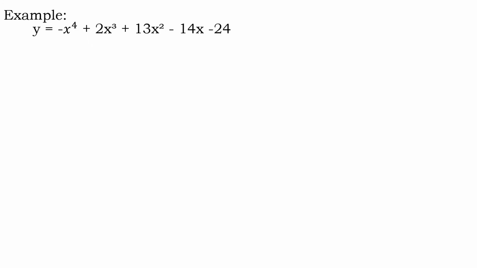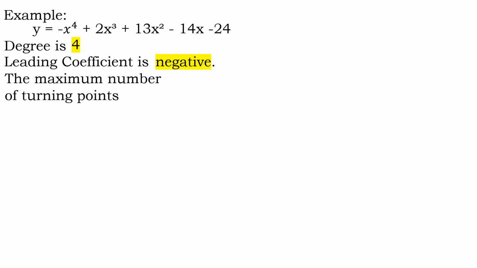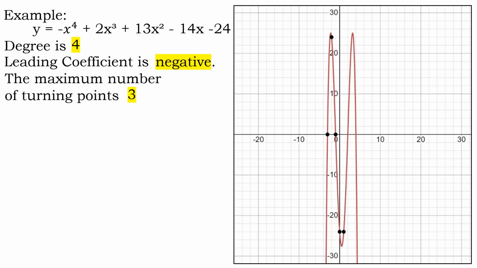Example, given negative x to the fourth plus 2x cubed plus 13x squared minus 14x minus 24. The degree is 4 and we know that 4 is an even number. And notice that the leading coefficient is negative 1. Now, degree is 4. The leading coefficient is a negative number. The maximum number of turning points. So, bilangin mo lang 4 minus 1, 3. Ayan. Laging less 1. Tingnan natin sa graph. Tama, no? 3 beses lang nag-turn yung graph.